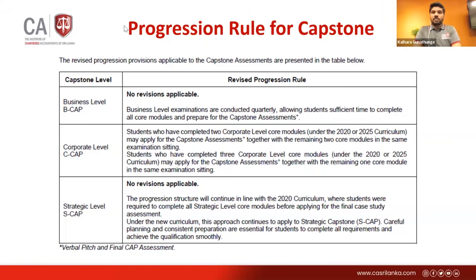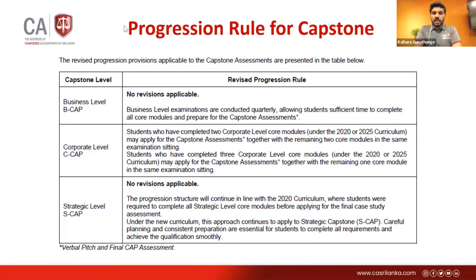Yes, Sarah. I think I previously covered this one, and we did a communication on it as well. I'm repeating the same again for understanding: the business level and the strategic level. The rule has no changes. You have to complete all the core module subjects, then attempt the power and integrity skill suite self-assessment, and then start with the verbal pitch assessment, which is the first assessment under the capstone at the business and strategic level.